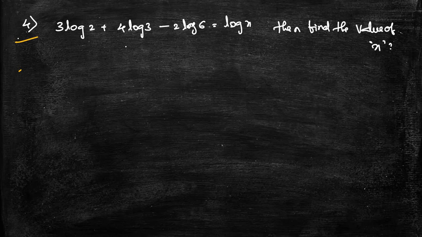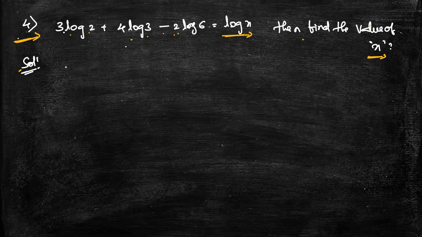Now students, the fourth question here. 3 log 2 plus 4 log 3 minus 2 log 6 is equal to log x is given. Then find the value of x, they are asking us to find. Now here, see this, it is like the m into n and m by n formulas. So we have to find the x value here. Now the solution.